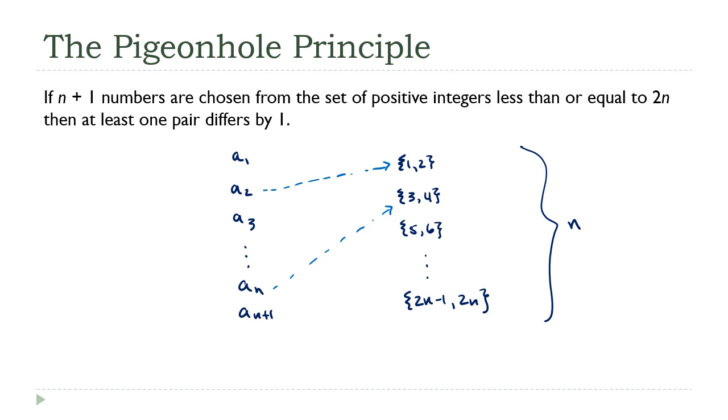Now think about the sizes. I'm putting n plus 1 objects into n categories, n buckets. So the pigeonhole principle tells me that at least 2 of my numbers over here are going to have to be in the same category. So at some point, I'm going to have a second number that belongs in one of these pairs that are off by 1, right? And that's what I needed to show.